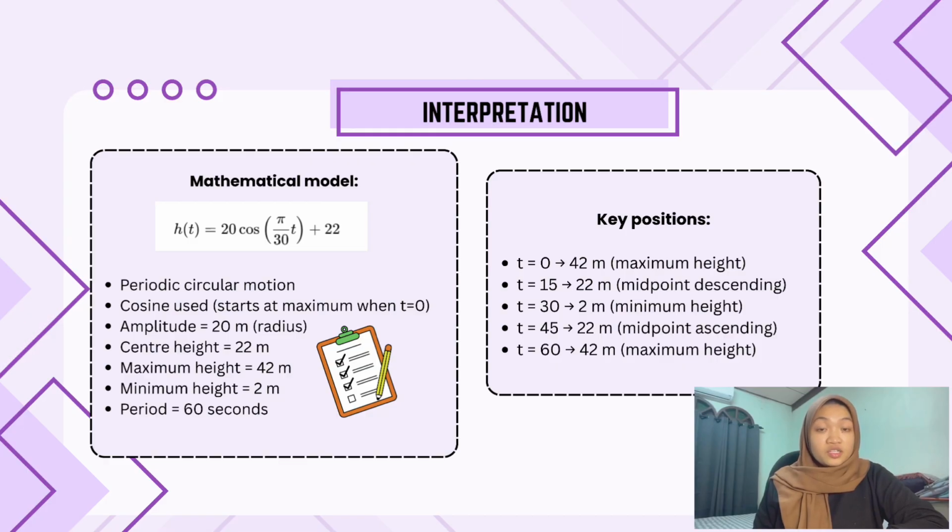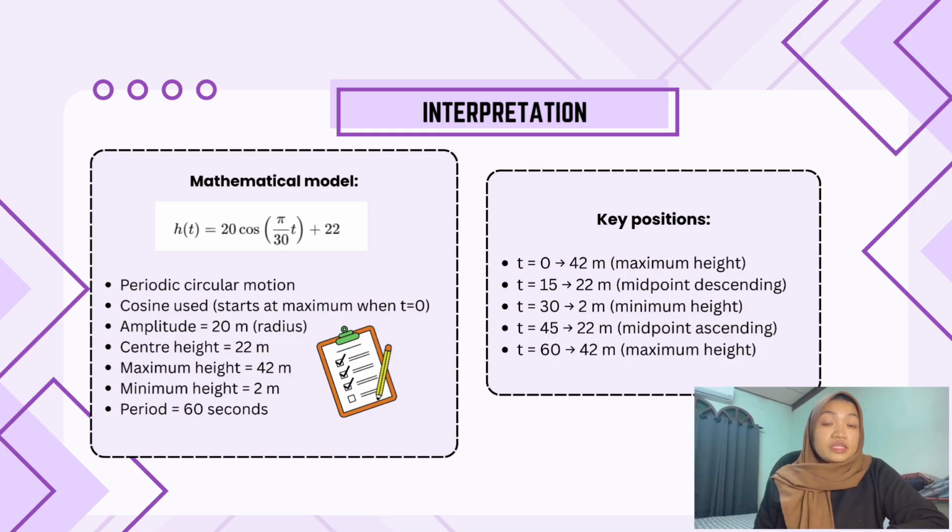The mathematical model is h(t) = 20 cos(pi/30 t) + 22. The motion is periodic because the Ferris wheel moves in a circular path. The cosine function is suitable because the passenger starts at the highest point when t equals 0. The amplitude is 20 meters, which represents the radius of the Ferris wheel. The vertical shift is 22 meters, which represents the height of the center above the ground.